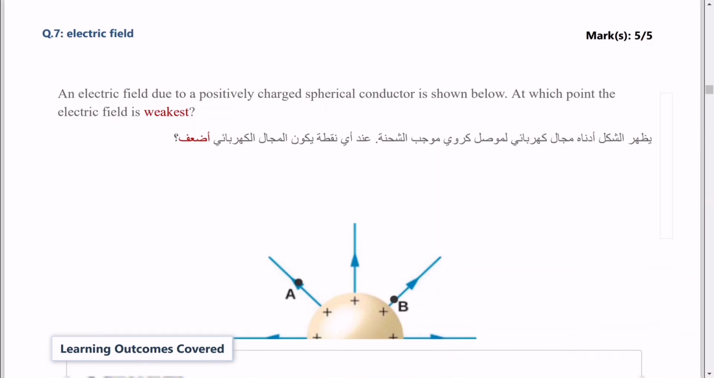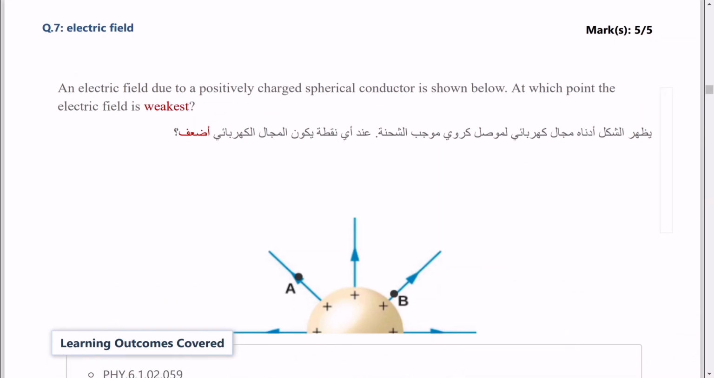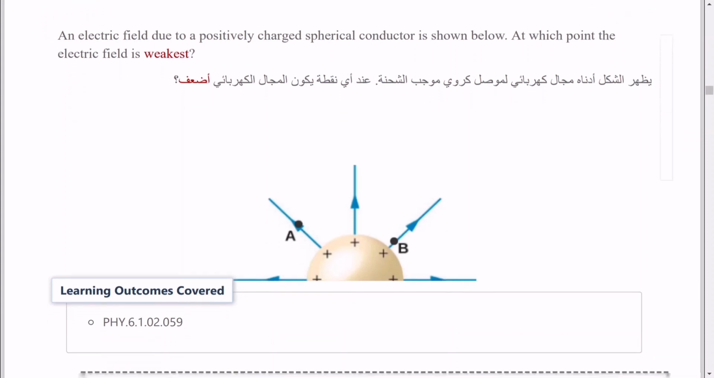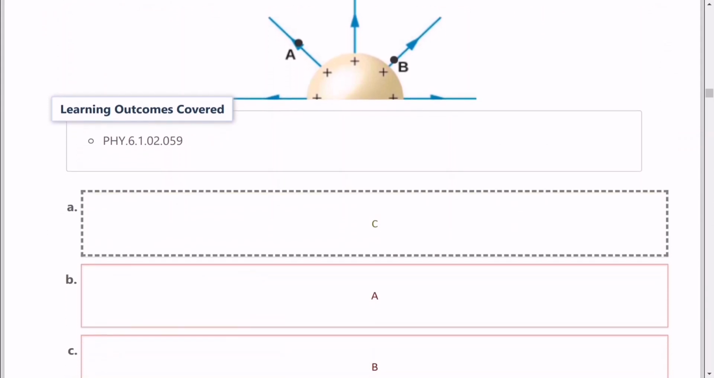Question number 7. An electric field due to a positively charged spherical conductor is shown below. At which point is the electric field weakest? So that depends on the distance. For example, if point C, that is not shown here, you cannot see it in the diagram. For example, point C is here. So the weakest electric field will be at the far distance. So if the distance is greater, the strength of electric field will be less. So we will mark the point C.